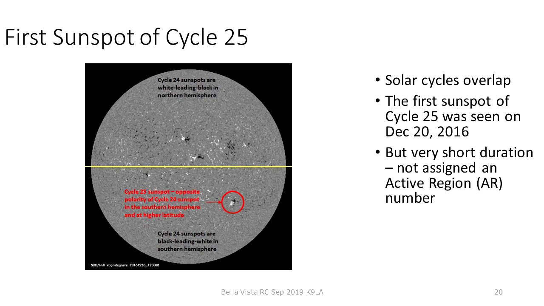Now, all that bad news, we have seen the first sunspot of cycle 25. Solar cycles overlap. In other words, we'll see cycle 24 sunspots at the same time we're seeing cycle 25. The first sunspot of cycle 25 was December 20th, 2016. It's circled in red. But it was a very short duration, and it was not assigned an active region, an AR number, which probably means it won't count as the first official sunspot of cycle 25.